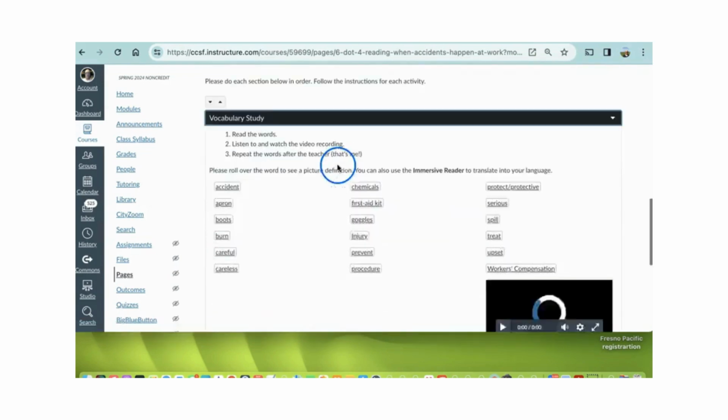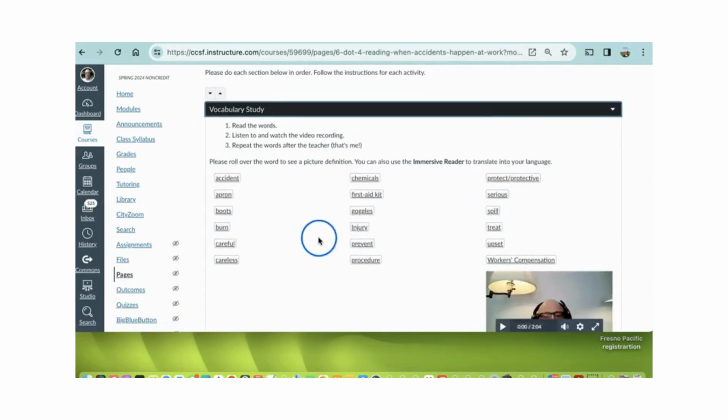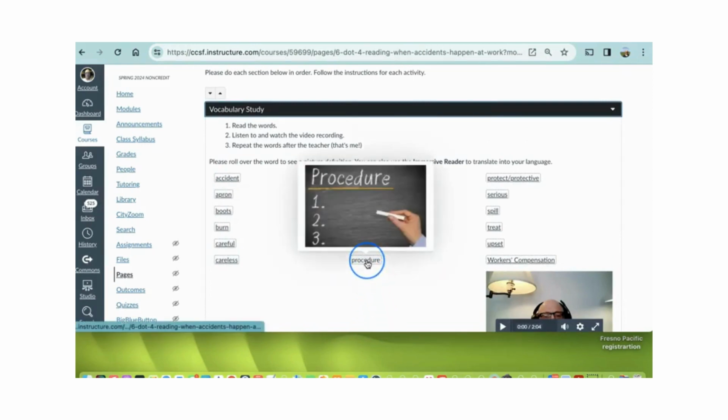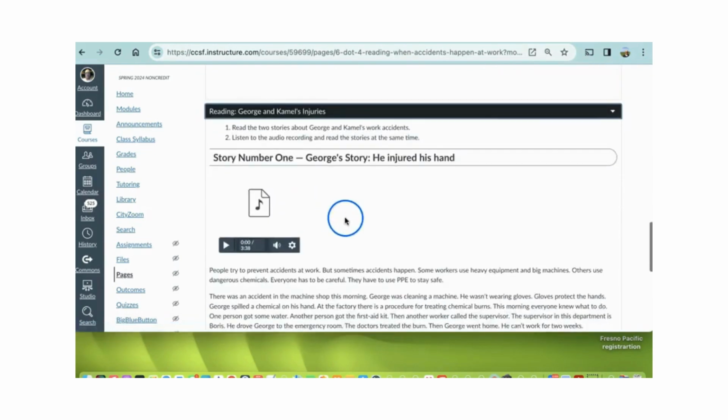First, we have some vocabulary study because there are a lot of new words here. If you want to check out the definition of a word, maybe you don't know it, like procedure, you roll your cursor over, and then there's a picture, procedure. First step, second step, third step. Okay, and then here's the reading about George and Camel.